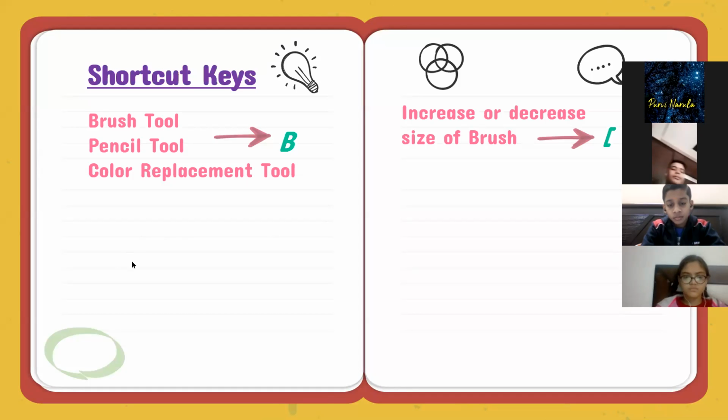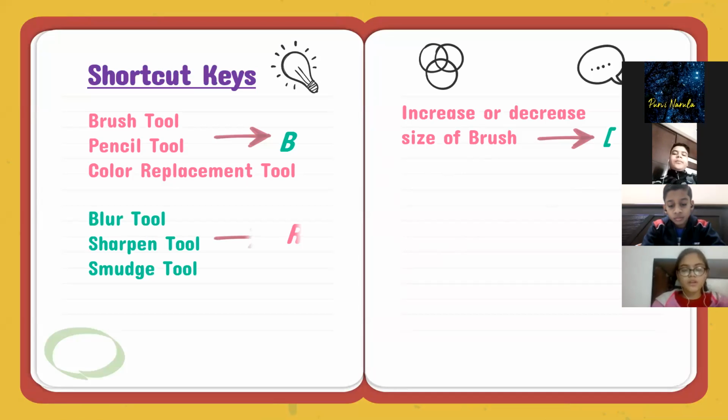Okay, next is shortcut keys. To increase or decrease the size of brush, you can press the left square bracket to decrease the size of brush, and to increase the size of brush, you can press the right square bracket. Then blur, sharpen and smudge tool. It is also a group of tool. You can press the R key to select the last selected tool from these three. If you use the blur tool, you press the R key, it will select the blur tool. If you had last used the smudge tool, it will select the smudge tool.